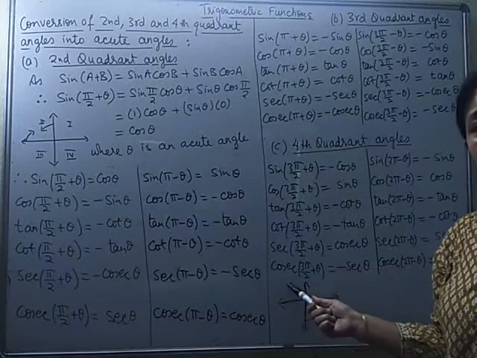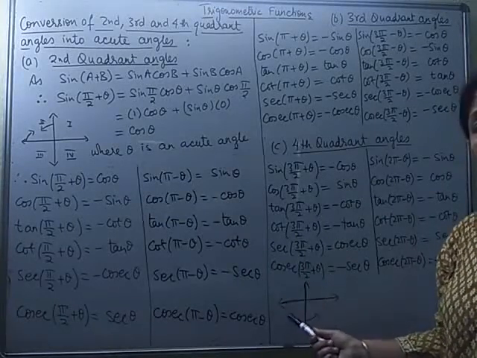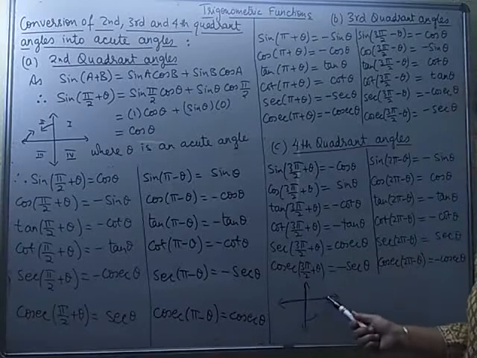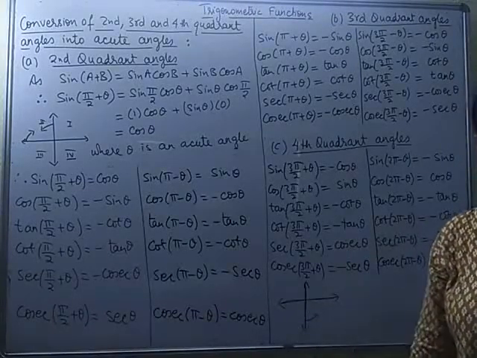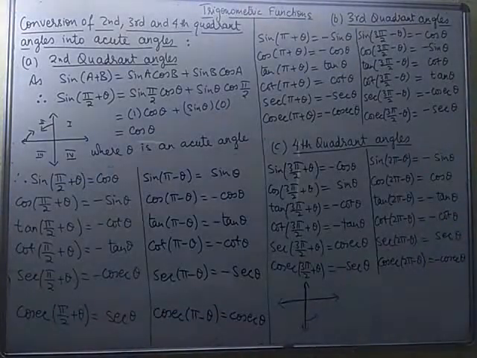Second quadrant angle, you write pi minus theta. Third quadrant angle, you write pi plus theta. Fourth quadrant angle, you write 2 pi minus theta. Understood?